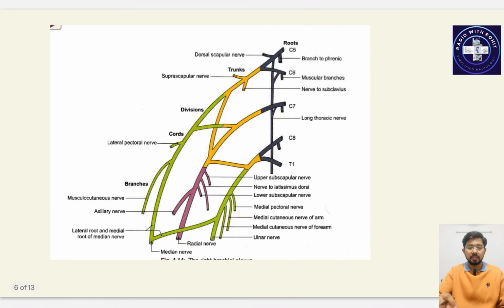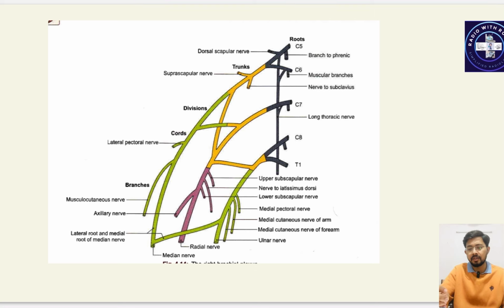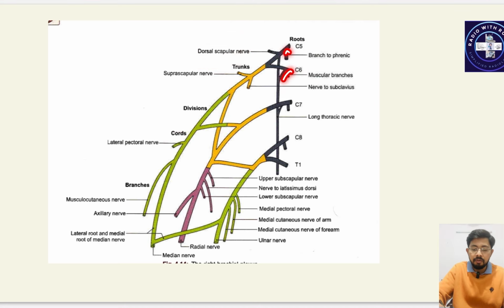So far we have discussed the branches from the roots and trunks. Now we will take a quick revision. C5 will give rise to the dorsal scapular nerve. C5 and C6 both will give rise to the nerve to subclavius. C5, C6, C7 will give rise to the long thoracic nerve.